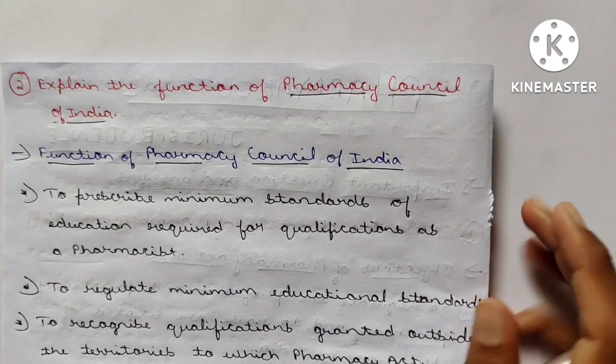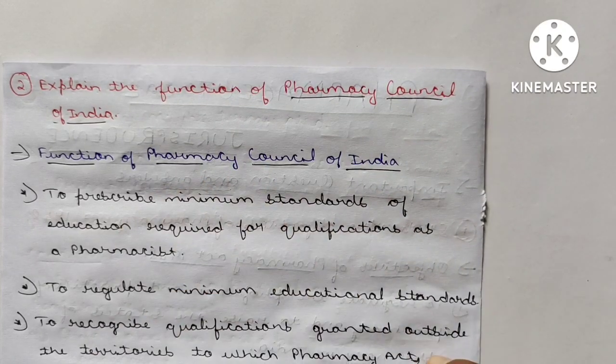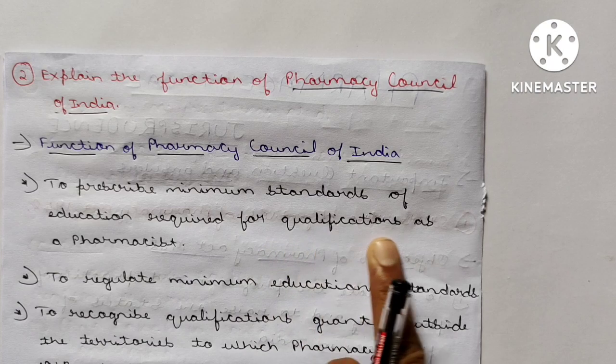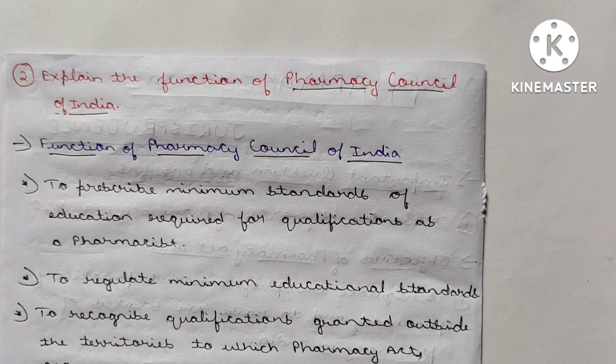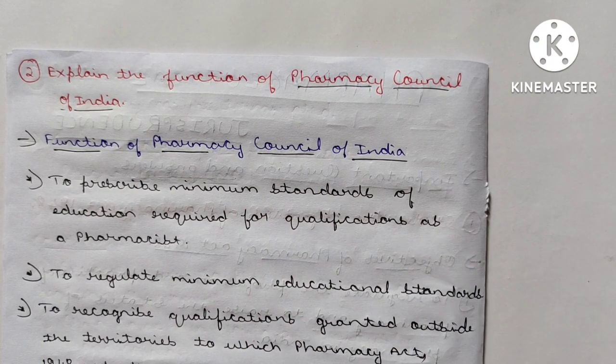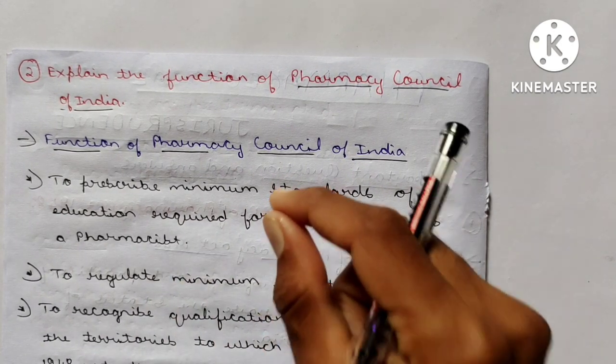Yes, second one, explain the functions of the Pharmacy Council of India. Very simple function: to prescribe minimum standards of education required for qualification as a pharmacist. Every year you are noticing that many pharmacists pass out. Many pharmacists get these qualification certificates. To regulate minimum educational standards.